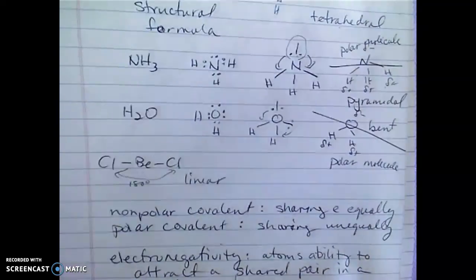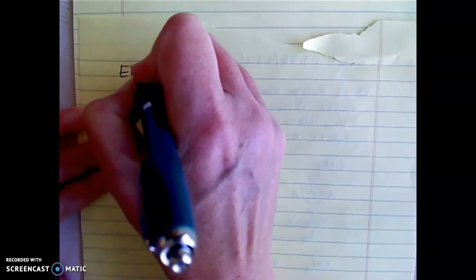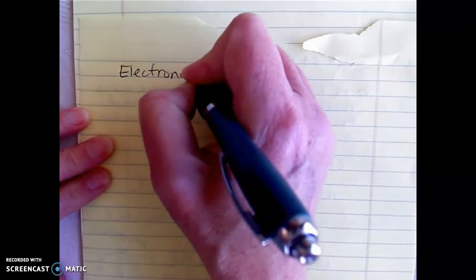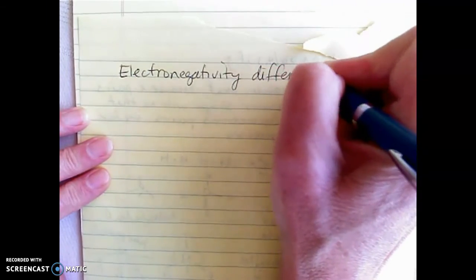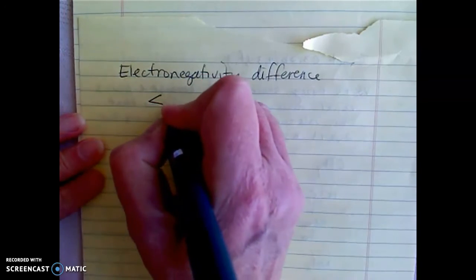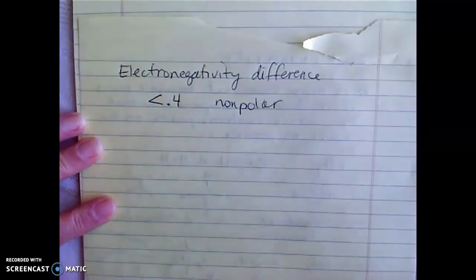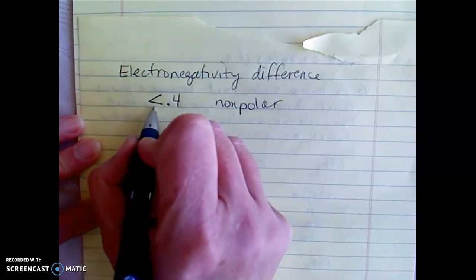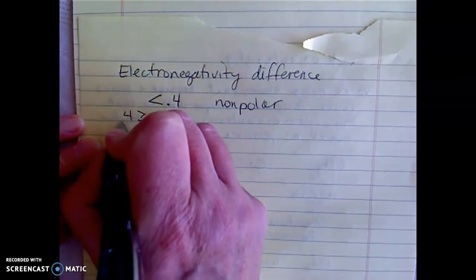Okay. So how do we know for sure whether or not it's going to give us a polar bond? Let me flip this over. All right. What you're going to do is you're going to look up electronegativity values, and then you're going to subtract them. Electronegativity difference. Okay, remember, difference means subtract. If you get a difference that is less than 0.4, it is non-polar.